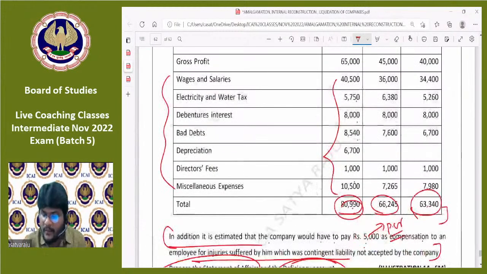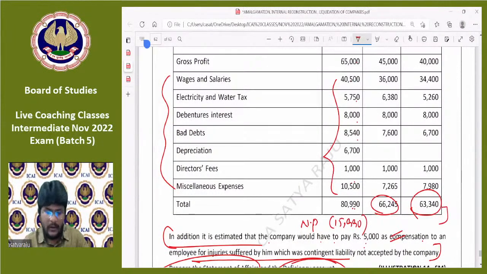Then can you please tell me the net profits for each and every year, all of you? 65,000 minus total of expenses, 80,990, gives 15,990, net loss. In the second year, 45,000 minus 66,245, loss of 21,245. In the third year, gross profit 40,000 minus all the expenses, 63,340.